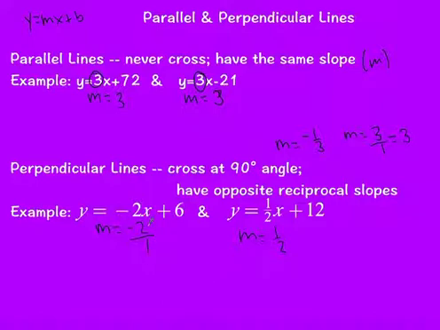Reciprocals mean they have to be flipped fractions. So if I'm ignoring the sign and just looking at 2/1, and I flip that, I would get 1/2. Because when I flip 2/1 I get 1/2, that makes them reciprocals. Because they have different signs, that makes them opposite. Because they are opposite and reciprocals, that makes them perpendicular.